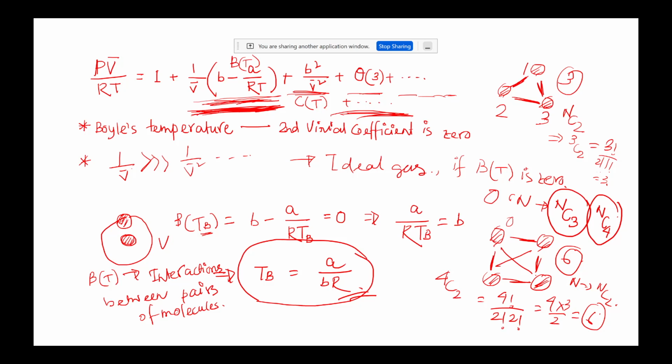That's why we can say that B2(T) is 0 when there are no interactions. This term is actually the repulsion term, because you cannot get into this amount of volume. Volume exclusion means a molecule has a finite volume. So this term comes from the repulsion, and this comes from the interaction. This is called attraction. When these two are equal, you can say that B2(T) is equal to 0.